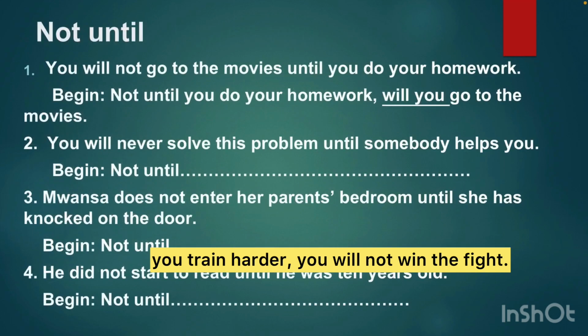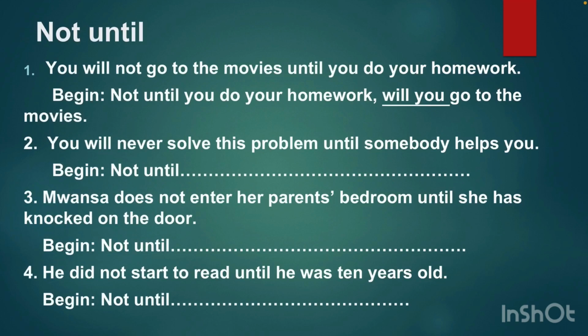Not until. I'm trying to simplify this as much as possible. You will not go to the movies until you do your homework. How do we use not until? This sentence has started with not until. So, when we begin with not until, go straight to where the word until is in the question. Have you seen where the word until is? Great. So, from until, get the statement that is remaining and connect it to not until. Then put a comma. Simple as that.